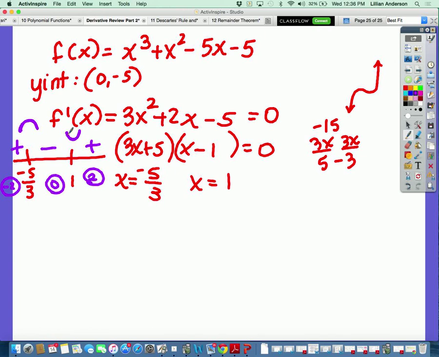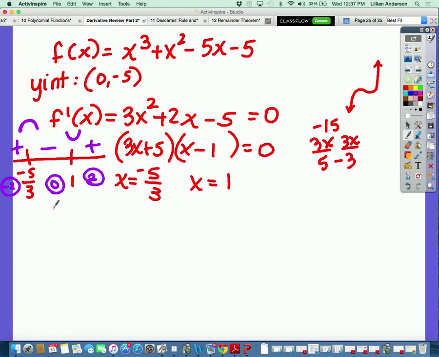So that means that from negative infinity to negative 5/3, I am increasing. So that means my curve should be going up. Then between negative 5/3 and 1, I should be going down. And then after 1, I should be going up. Okay, so not only do they tell me extrema, but they basically tell me what's happening with the slopes in between these particular points.